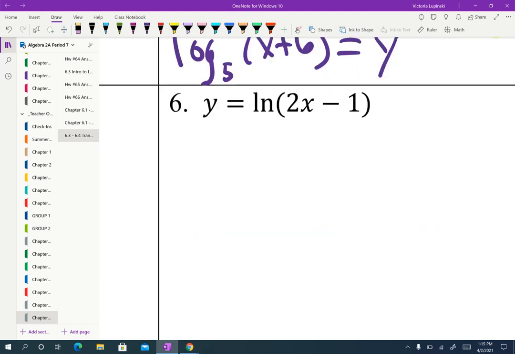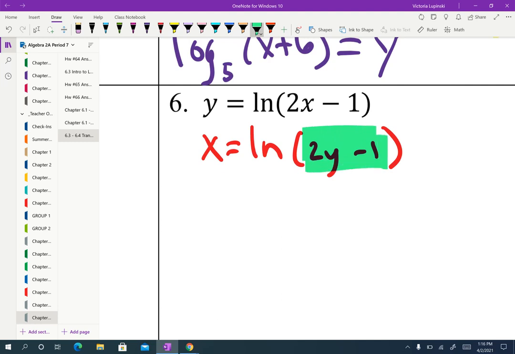So here in the final problem, I'm going to go ahead and start by realizing that it's already a y equals. So I'm going to go ahead and switch the x and y. So x equals the ln of 2y minus 1. Notice that the 2y minus 1 is inside the parentheses. You are not allowed to add the 1 or do anything until you've gotten rid of the parentheses. And the only way to do that is with a loop.